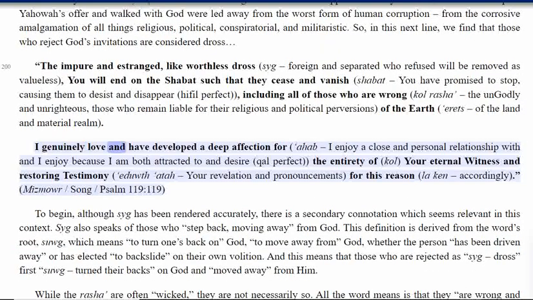I genuinely love and have developed a deep affection for Ahab. I enjoy a close and personal relationship with, and I enjoy because I am both attracted to and desire, Cal Perfect, the entirety of, Shul, your eternal witness and restoring testimony, Ejul Thota, your revelation and pronouncements. For this reason, La Ken, accordingly. Mizmowr, Song, Psalm 119.